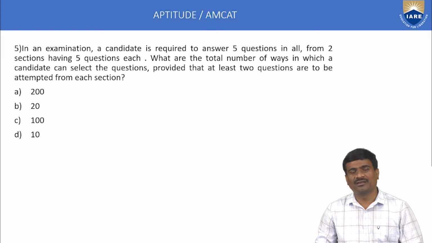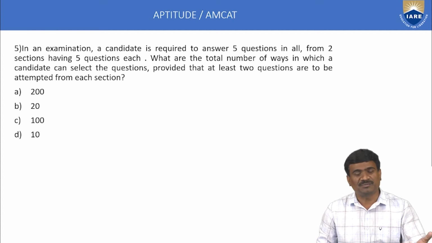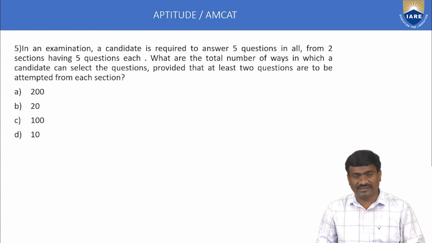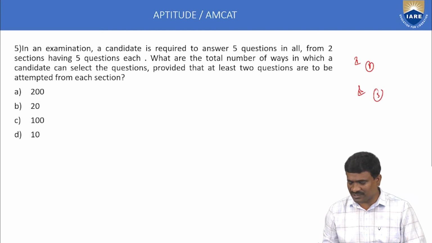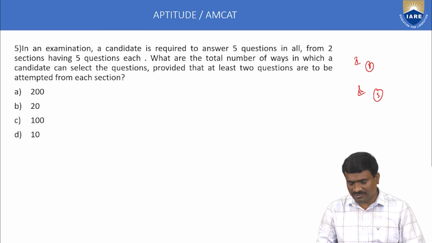Next, number 5. Combination principle means selections, so apply only combination. Arrangement means apply only the permutation principle. Example: in an examination, a candidate is required to answer 5 questions in all from 2 sections. The first section has 5 questions and the second section has 5 questions. Attempting 5 questions is compulsory. What is the total number of ways in which a candidate can select the questions, provided that at least 2 questions are to be attempted from each section?